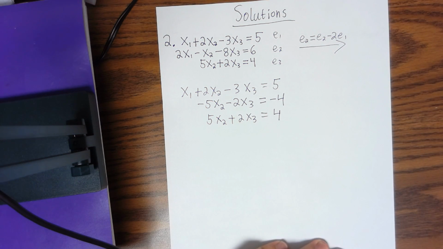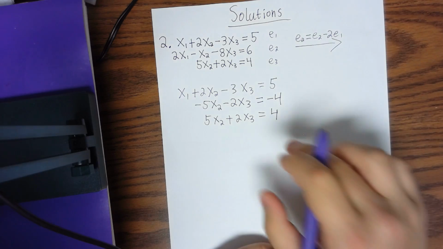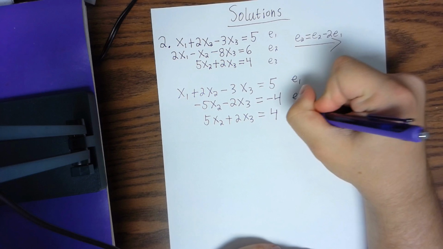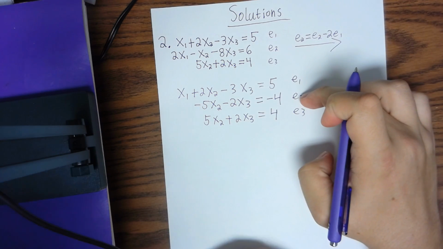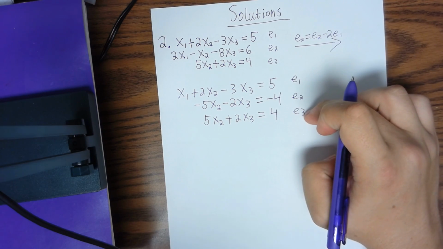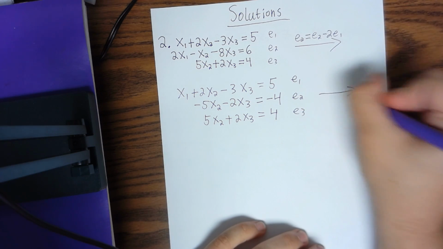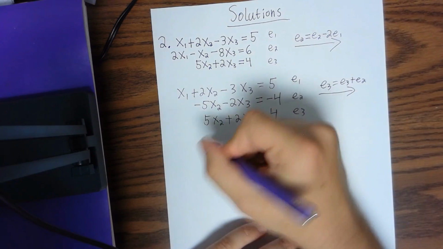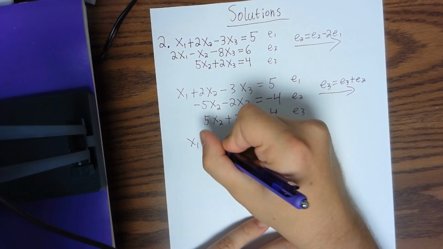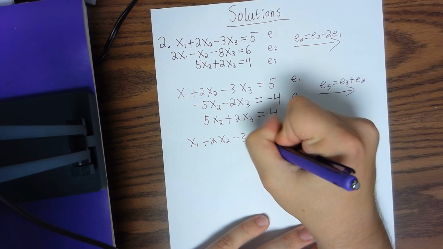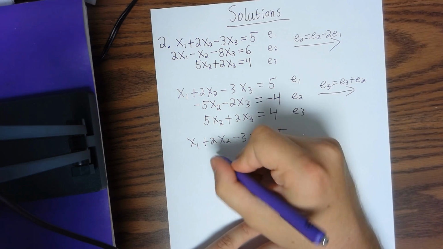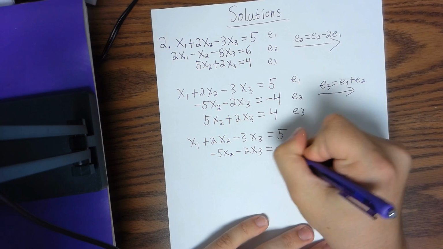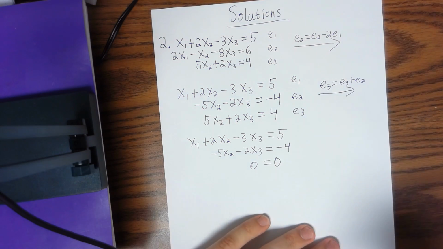Now, right here, you can do the following. You can notice that in our new E1, E2, and E3, our second equation is just negative 1 times our third. So we can say E3 is equal to E3 plus E2, and this will give us the following system. x1 plus 2x2 minus x3 is equal to 5. Negative 5x2 minus 2x3 is equal to negative 4, and 0 is equal to 0.